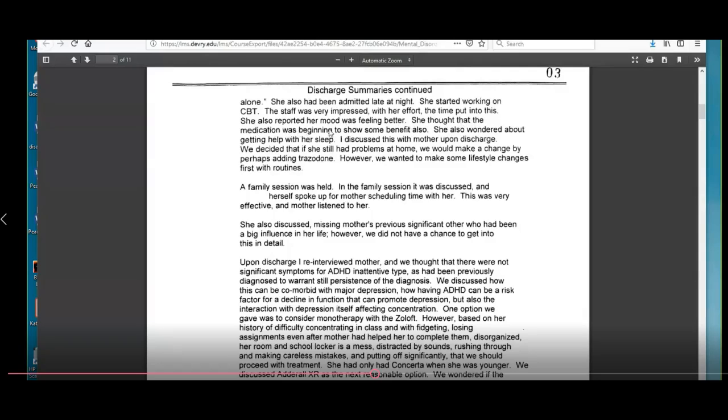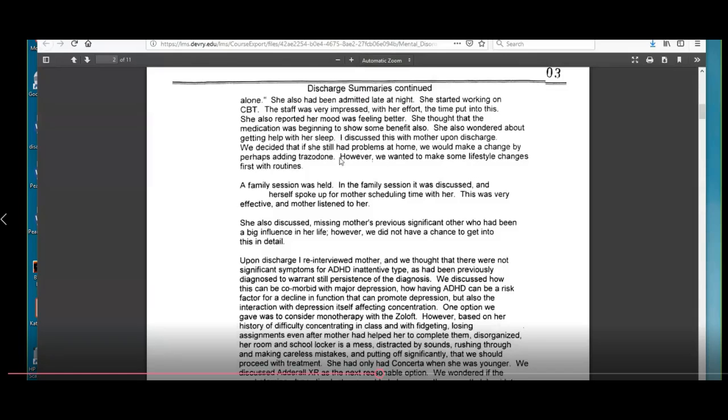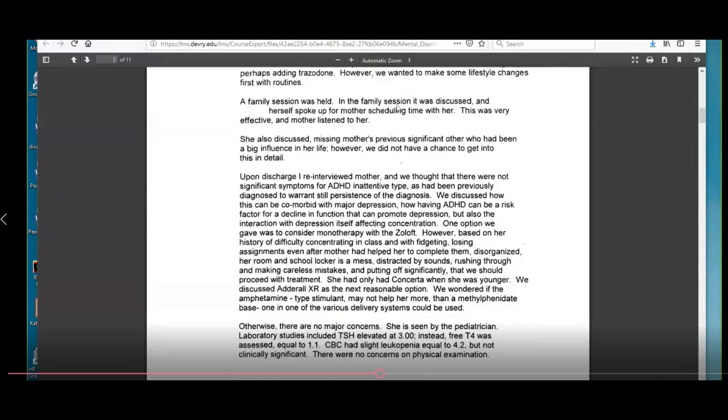She also reported her mood was feeling better. She thought that the medication was beginning to show some benefit also. She also wondered about getting help with her sleep. I discussed this with the mother upon discharge. We decided that if she still had problems at home, we would make a change by perhaps adding trazodone. However, we wanted to make some lifestyle changes first with routines. A family session was held. In the family session, it was discussed, and the patient herself spoke up for the mother scheduling time with her. This was very effective, and the mother listened to her.